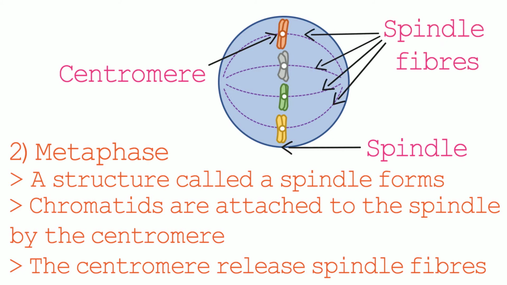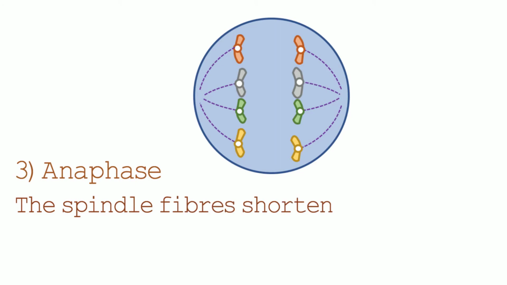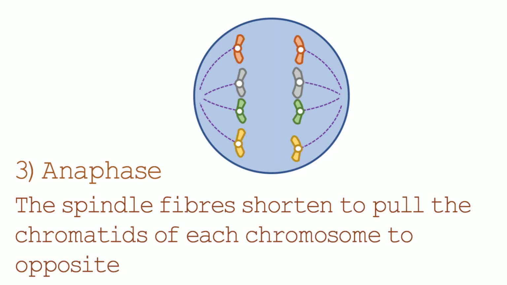This brings us on to the 3rd stage of mitosis, which is the anaphase. During this phase, the spindle fibers shorten, which pull the chromatids of each chromosome to opposite ends of the cell. Opposite ends of the cell are also known as the poles of the cell. So we can say that the spindle fibers shorten to pull 1 chromatid to each pole of the cell.